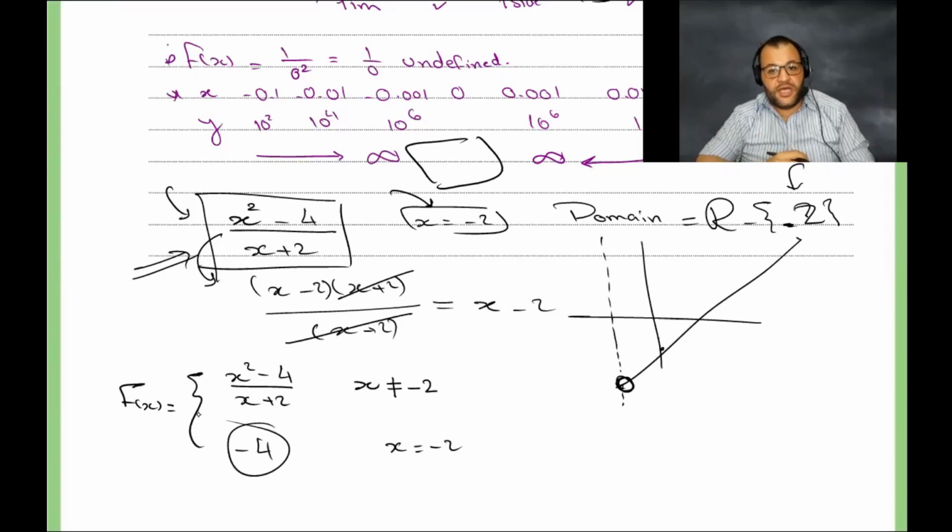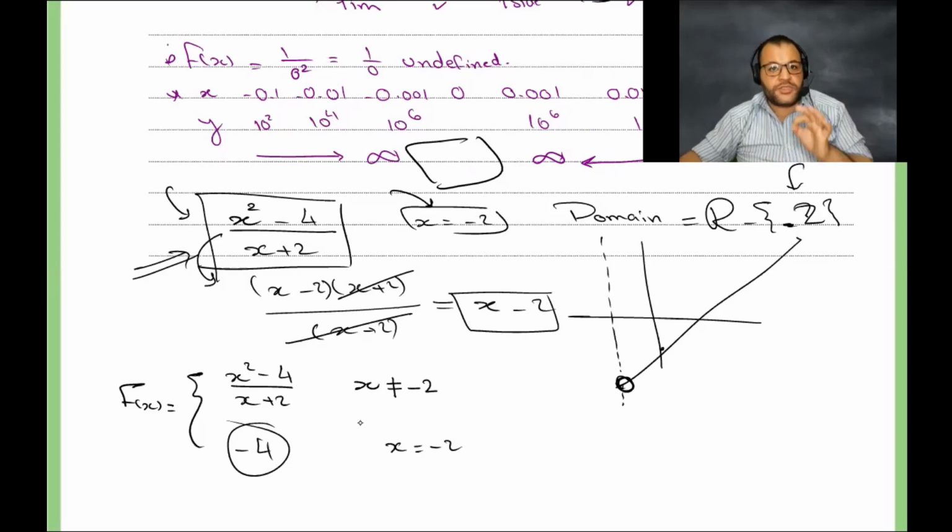How do I know that? After simplifying, what is the new function? x minus 2. Can you replace now x with negative 2? Negative 2 minus 2 equals? Yes, negative 4.